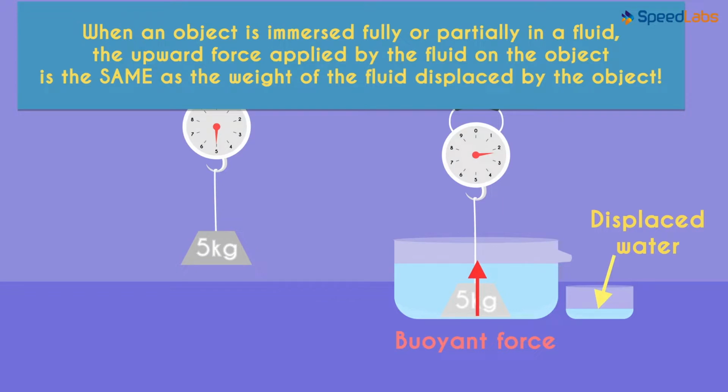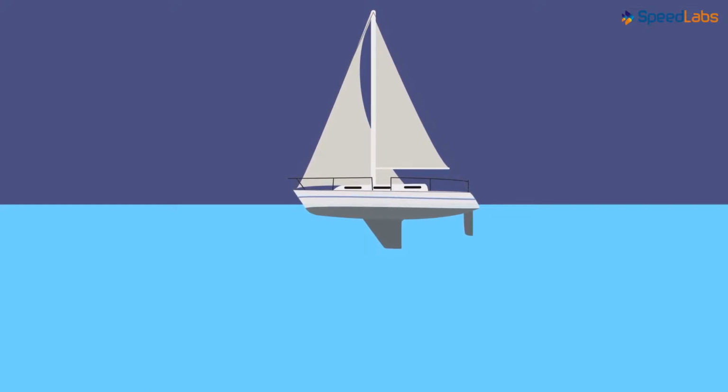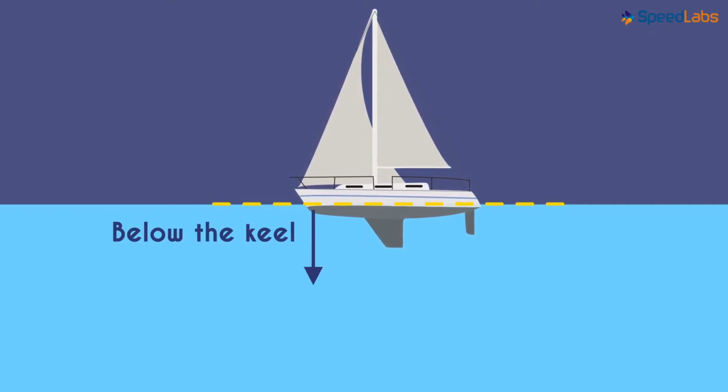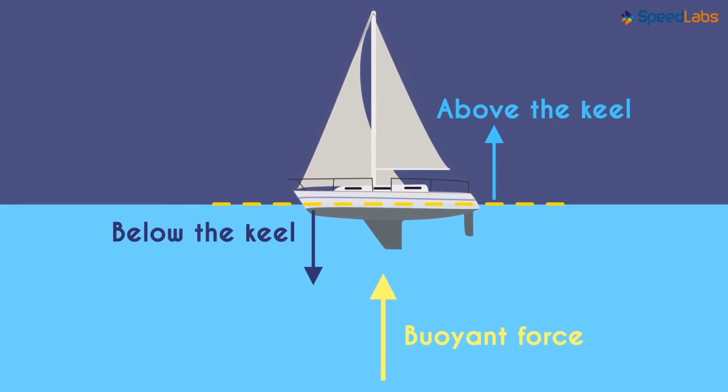Where is this principle applied? Can you think of examples? How do you think large steel ships float? It's simple. If the weight of water displaced by the vessel below the keel is equivalent to the vessel's weight, then everything above the keel will remain afloat. That's because the water too applies an upward buoyant force on the ship, which is the same as the weight of the water displaced by it.